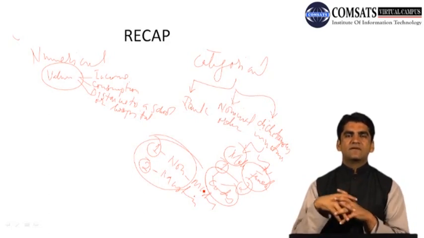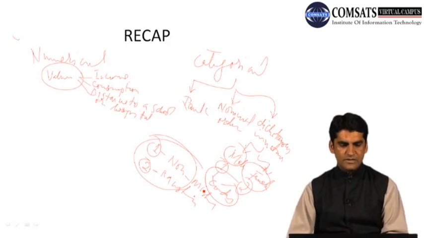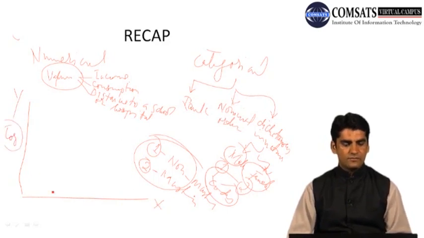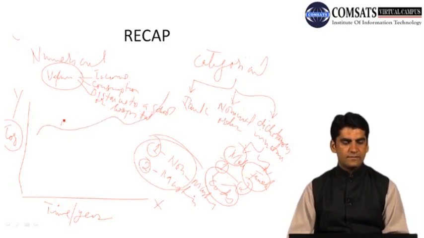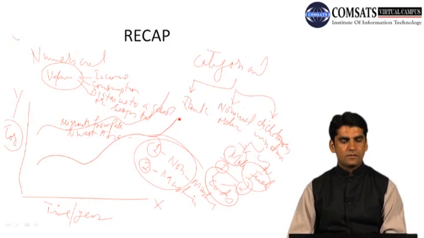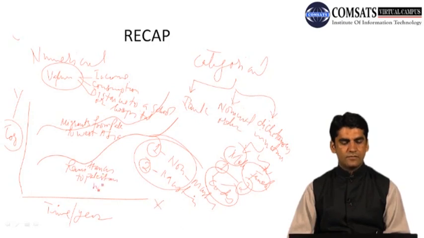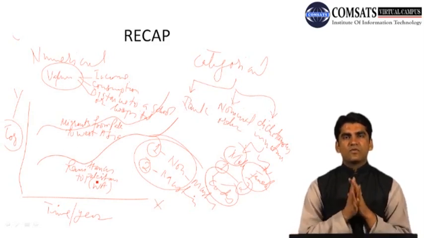What does that mean? And we have seen in our simple graph, which shows the x and y axis in log form, and here we had time or year, that we had the data of migrants from Pakistan to West Asia, and we had data of remittances these migrants send to Pakistan from West Asia.